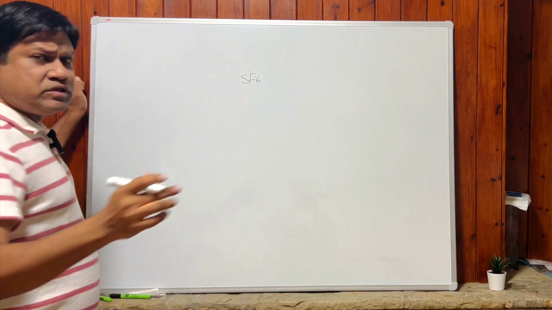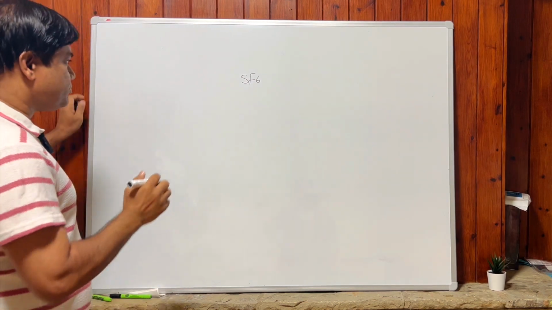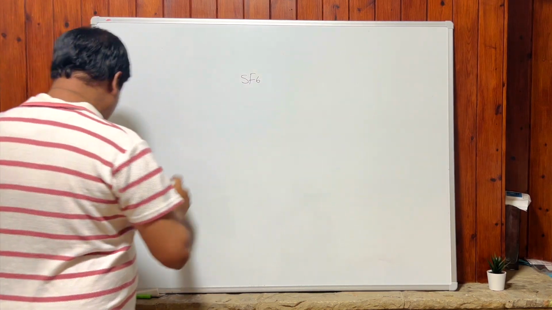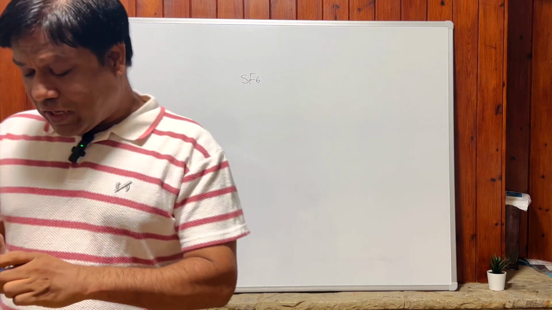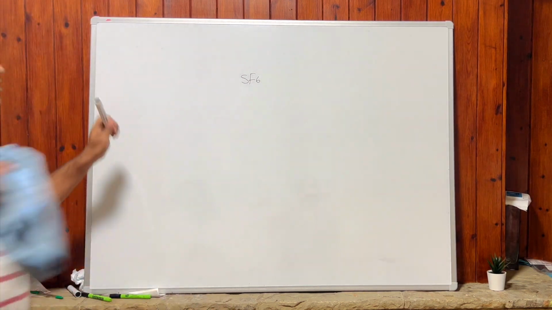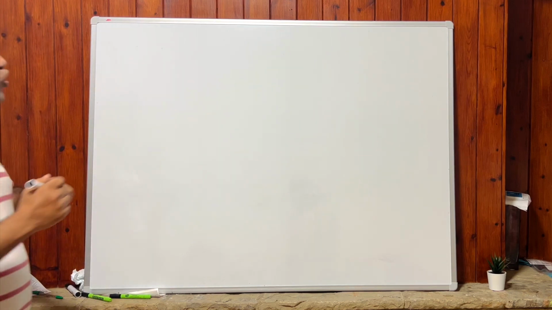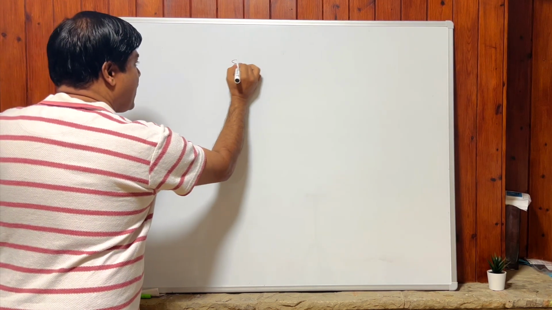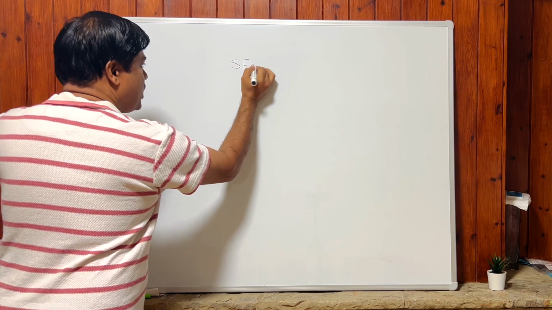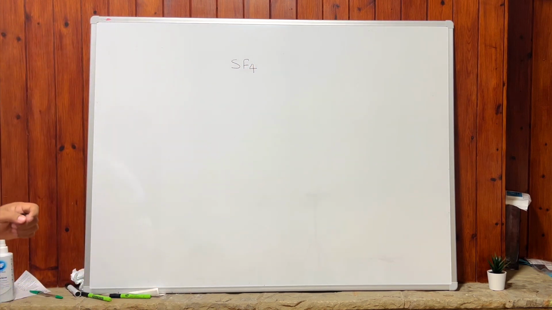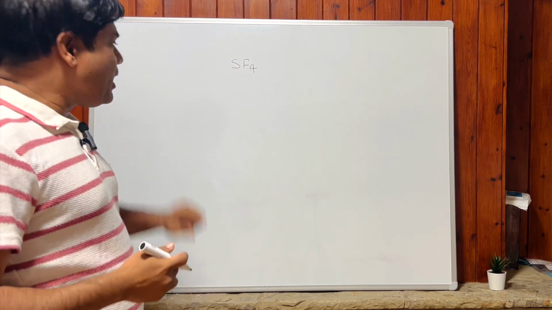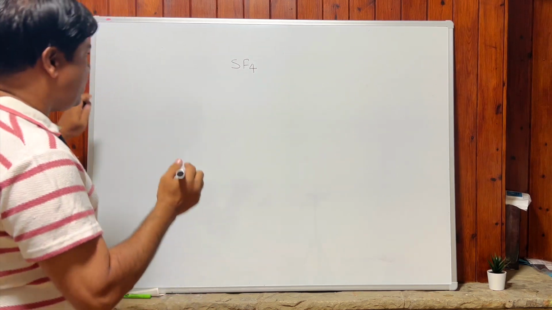SF6, which is octahedral. Now SF4. What is the shape and bond angle of SF4? Let's do the SF4 molecule. Sulfur tetrafluoride, SF4. Shape and bond angle of SF4. Do you have any idea about the shape and bond angle of SF4?